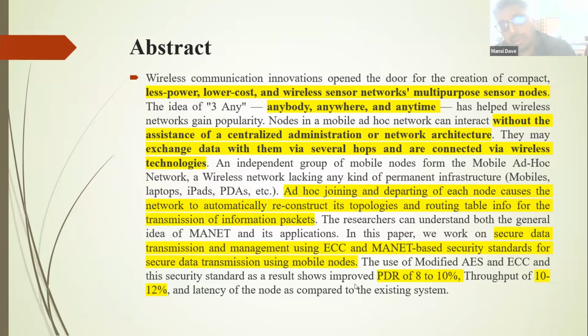Here my paper is mainly focusing on secure data transmission and management using the ECC model, using MANET and the AES model. We will discuss later on. But with the help of this, what we achieved is a PDR, that means packet delivery ratio, improvement of 8 to 10%, and throughput of 10 to 12%, right?